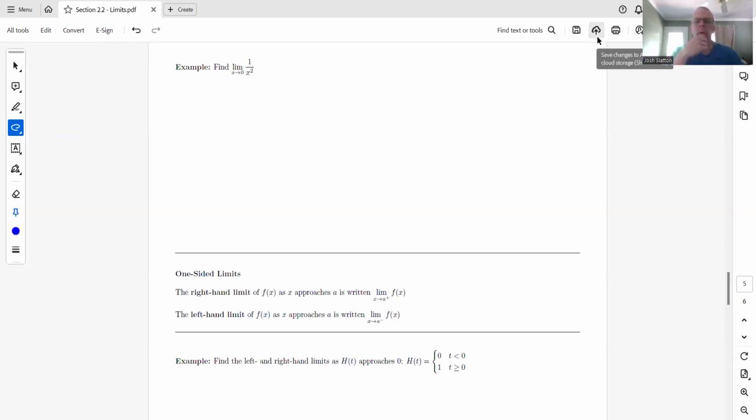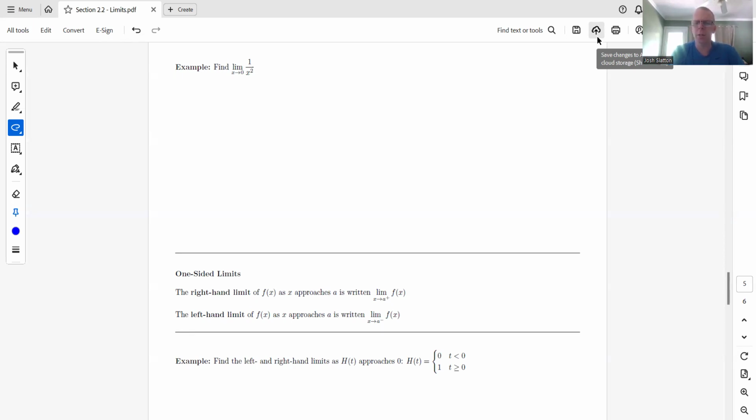Okay, so one more example, and then we'll move on to what's called one-sided limits. So this one, limit as x approaches zero of 1 over x squared. Obviously zero is not in the domain. Now, using the methods that we saw in the last video, there is no way to simplify this. Cannot rationalize the numerator or the denominator. Can't factor it and cancel anything out. There's no way to do any of that.